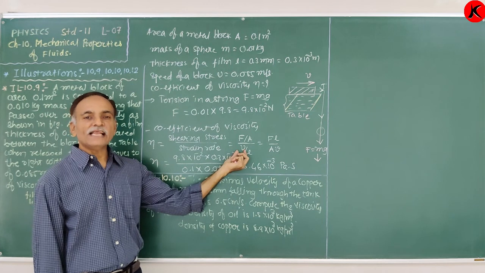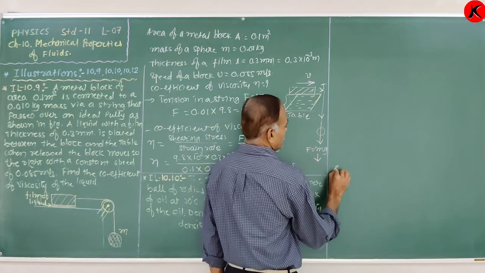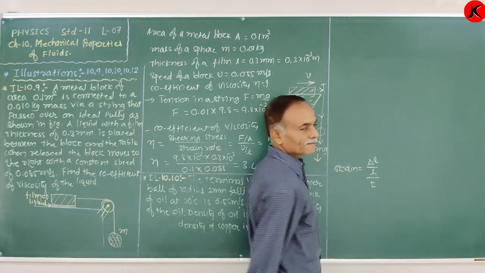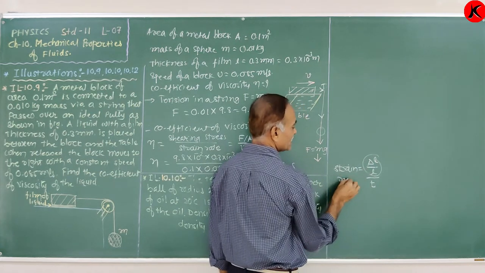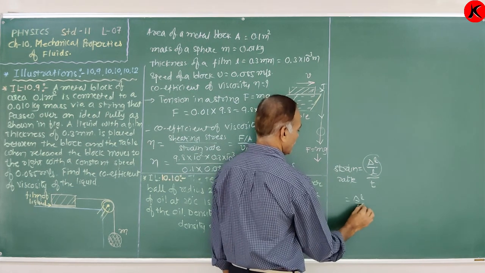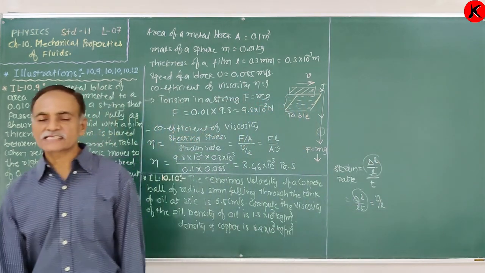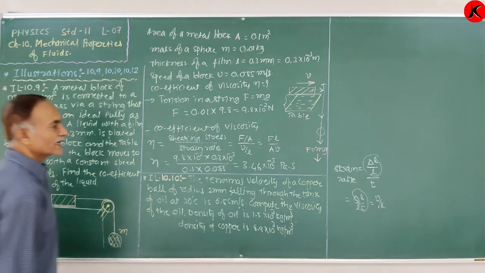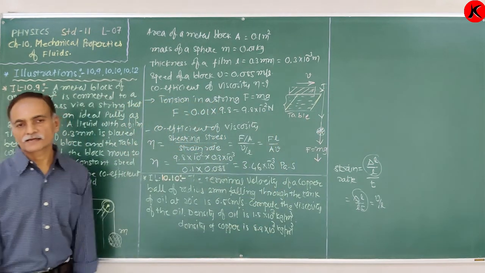Now the strain rate, that means the strain, the change in length to the original length, upon time, that is the strain rate. Here we know that strain is equal to change in length upon L, and strain rate is strain divided by time. Therefore, delta L upon L into T, that is velocity upon length. That is the strain rate.